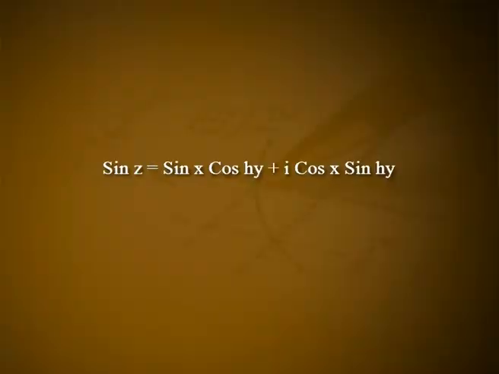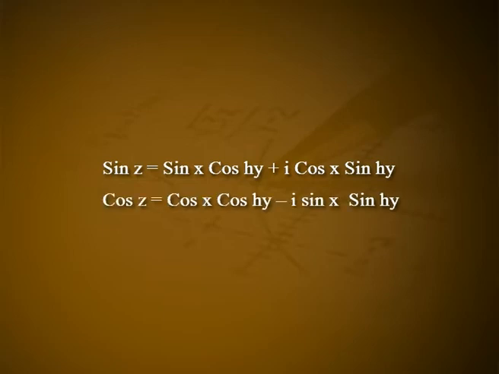Consider example 3. sin z = sin x cosh y + i cos x sinh y, and cos z = cos x cosh y - i sin x sinh y. We have the identity sin(z1 + z2) = sin z1 cos z2 + cos z1 sin z2. Also, sin(iy) = i sinh y, and cos(iy) = cosh y.